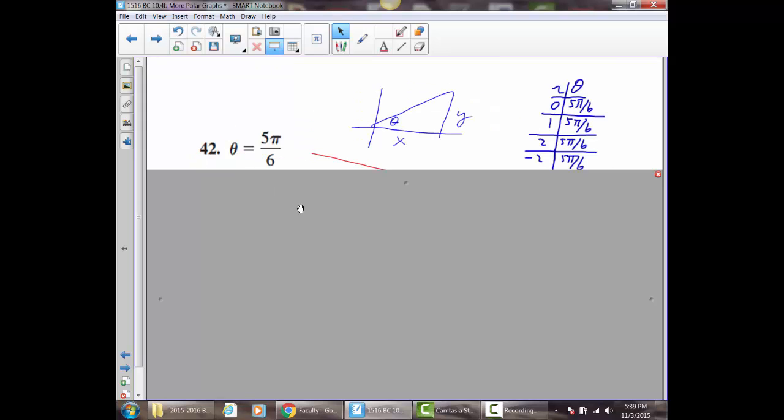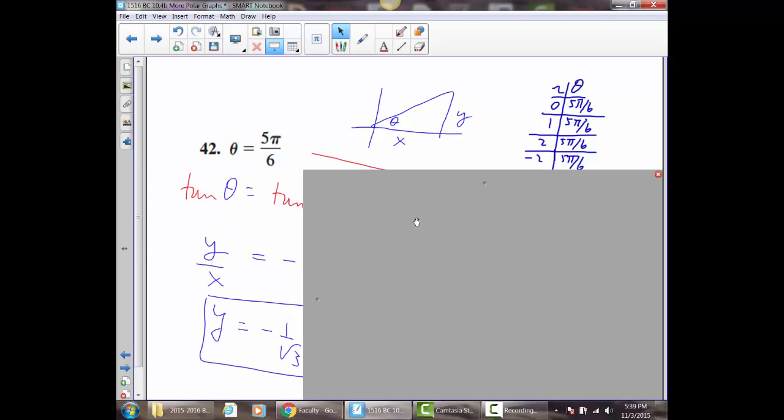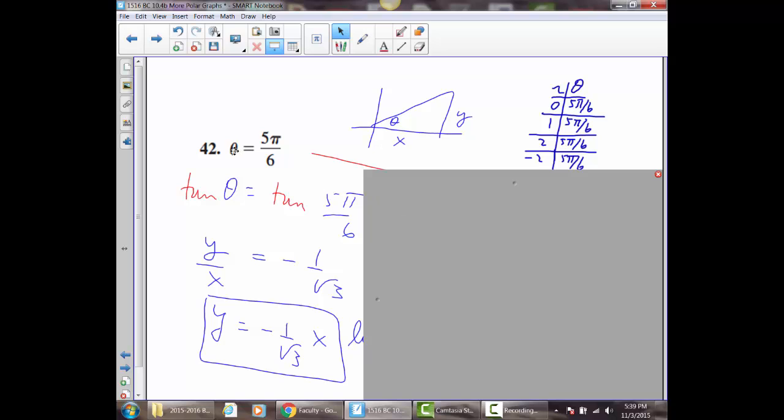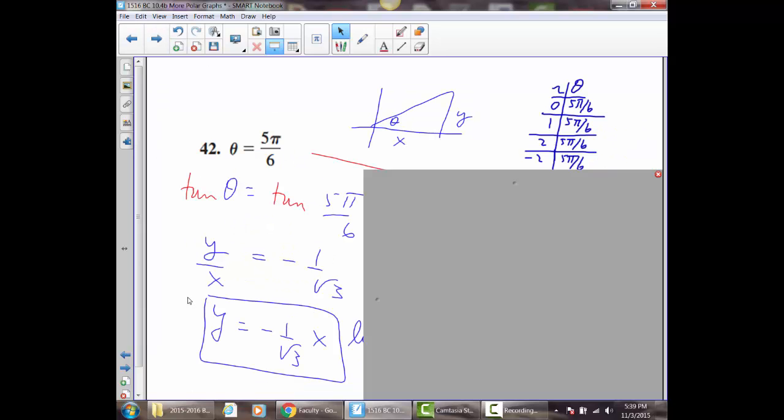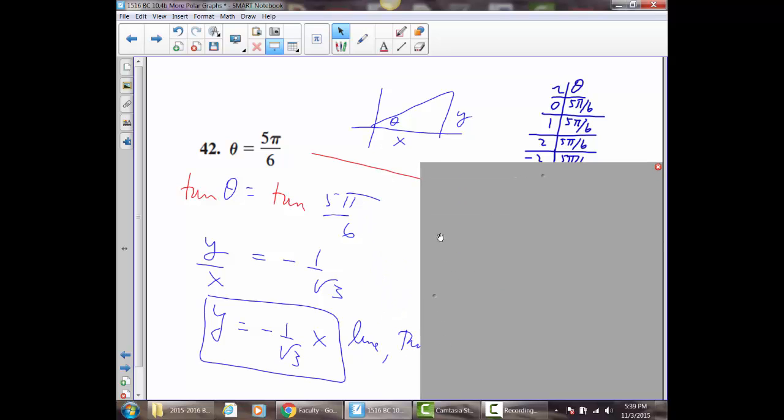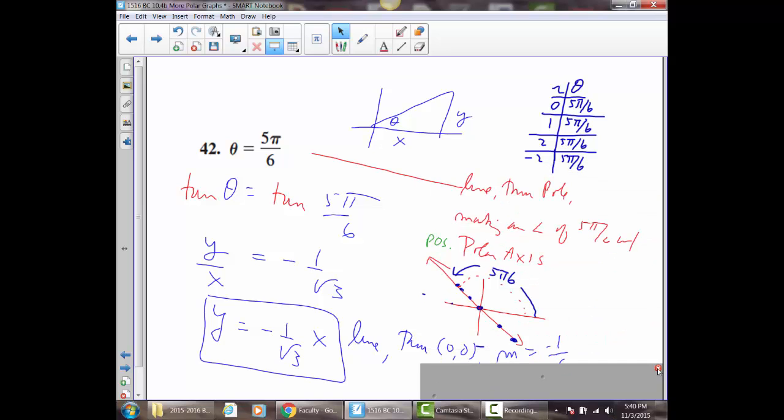Theta equals 5 pi over 6 is a very interesting one. You would not think that you'd get what you would get. So of course what I'm going to do here is I have to take the tan of each side because the only relationship I have is tan theta equals y over x. So I take the tan of each side. Of course the tan of 5 pi over 6 turns out to be negative 1 over root 3. Tan of theta is y over x, and then I isolate y. It actually is a line, and it is a line through the pole.